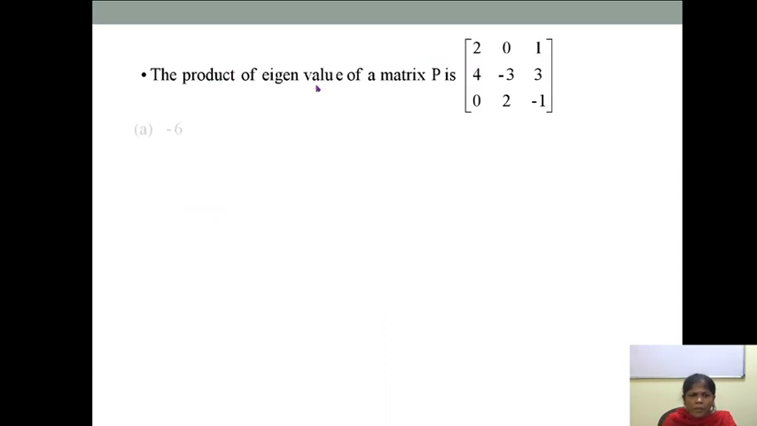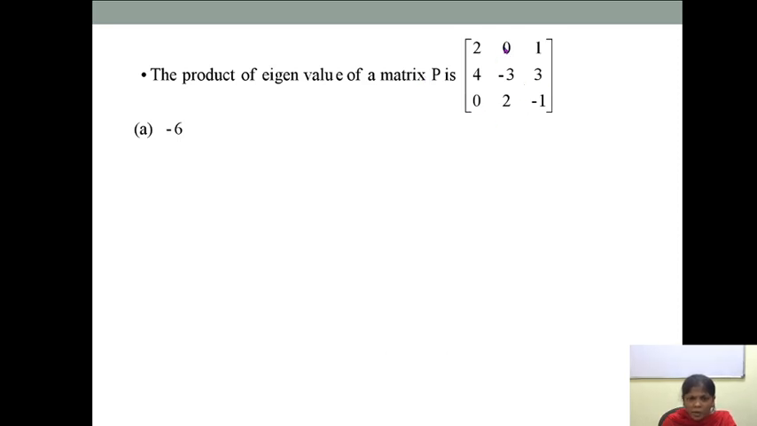Okay, now next one: the product of eigenvalues of a matrix P, so we need to find the product of eigenvalues. This is the matrix given. Just now I told you the product of eigenvalues is nothing but the determinant, right? So there are two choices. The first is to solve the characteristic equation to get the eigenvalues. I will not recommend going with that. I will recommend the second one, that is, the product of eigenvalues equals the determinant.